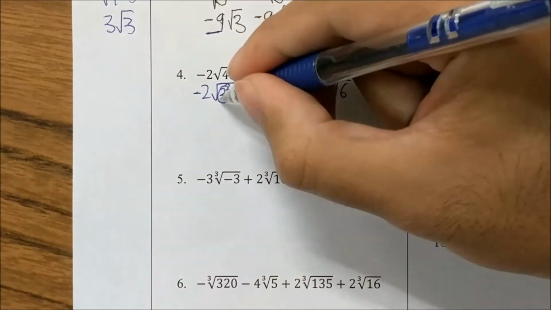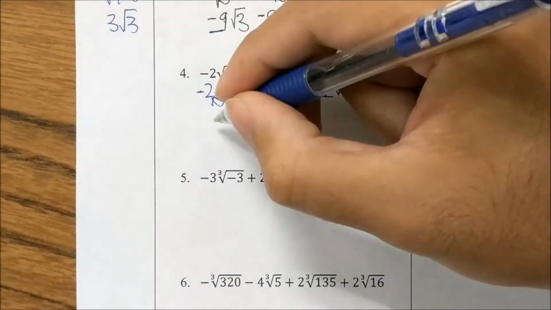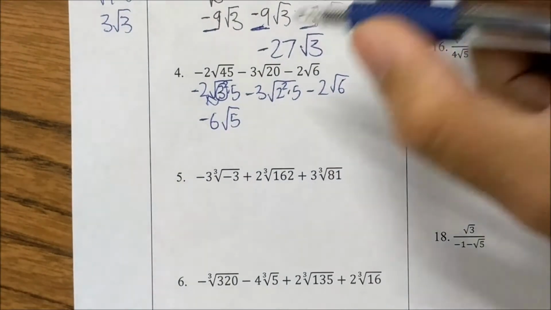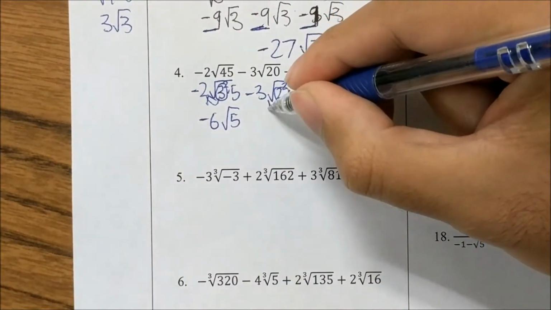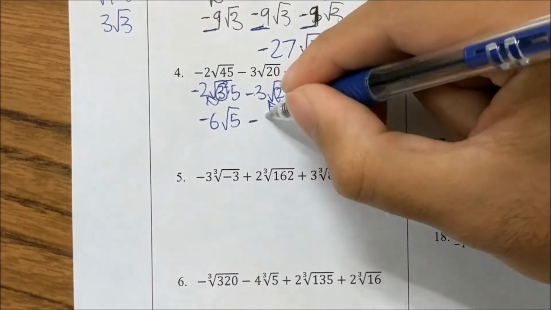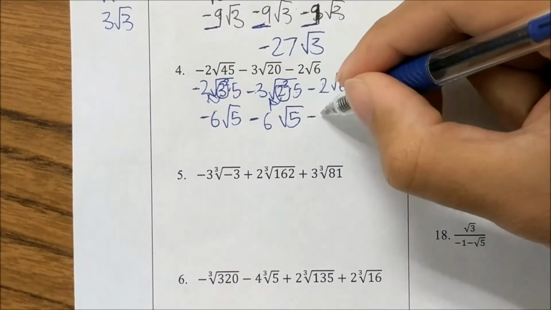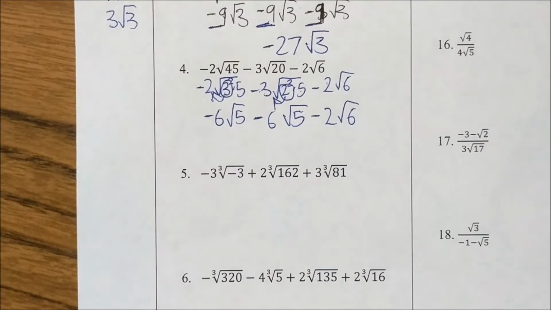So we take this 3 out to join the -2. -2 times 3 is -6. Keep the square root of 5 that's left over. Here we take the 2 outside. -3 times 2 is again -6. And again, we keep the radical 5. And this last term, we couldn't do anything.